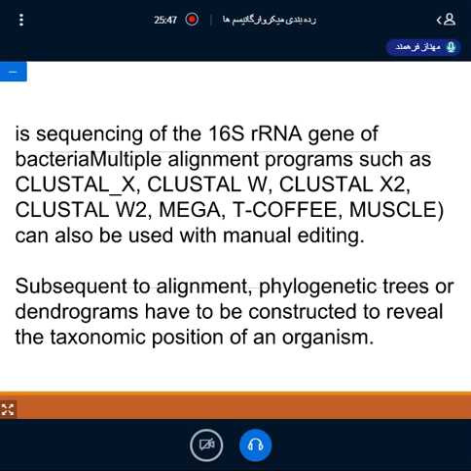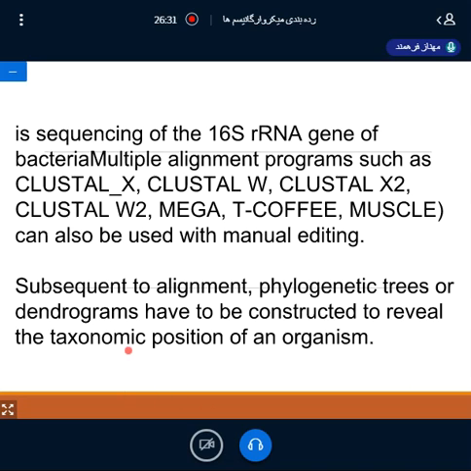So you can see many programs that can be used in editing of the sequence that we name here. ClustalX, ClustalW, ClustalX2, and ClustalW2 are good. The MEGA program is more common, and T-Coffee and MUSCLE are important. Can also be used with manual editing.